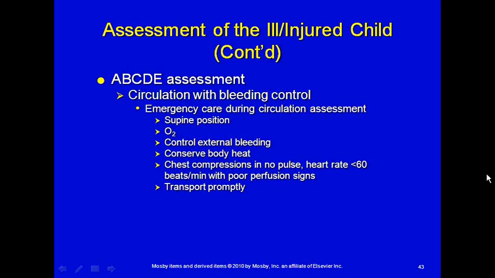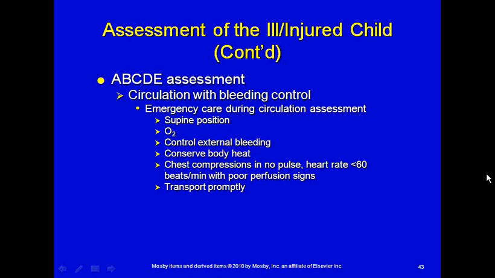And children, because of their body surface area to their actual mass, they have a much larger body surface area compared to their weight than we do as an adult. And because of that, that big body surface area radiates heat, convects heat. If they've sweat or it's wet, the evaporation of that liquid is going to pull off lots of heat. So it's really important that we keep them warm.